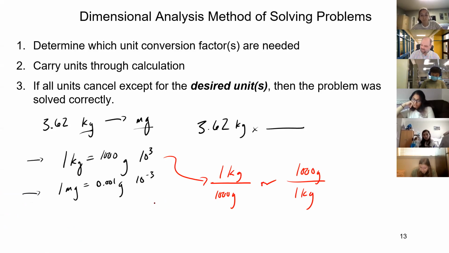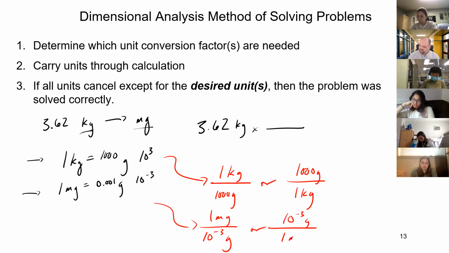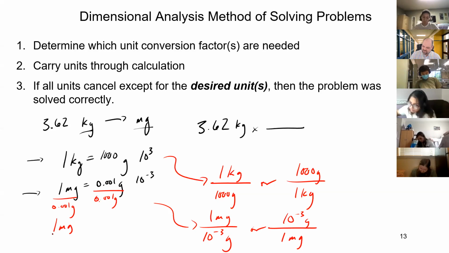I can do that for the bottom one as well. 1 milligram is 10 to the minus 3 grams, or 10 to the minus 3 grams is 1 milligram. I can write that either way. Those are both correct. Those are both exactly the same. The reason being, all these conversion factors are equal to 1. If I go through and show you that here, I'm going to divide both sides by 0.001 gram. And I get a conversion factor on this side.